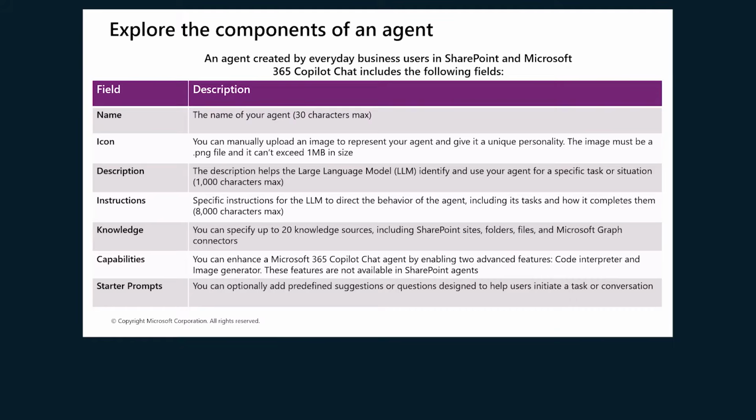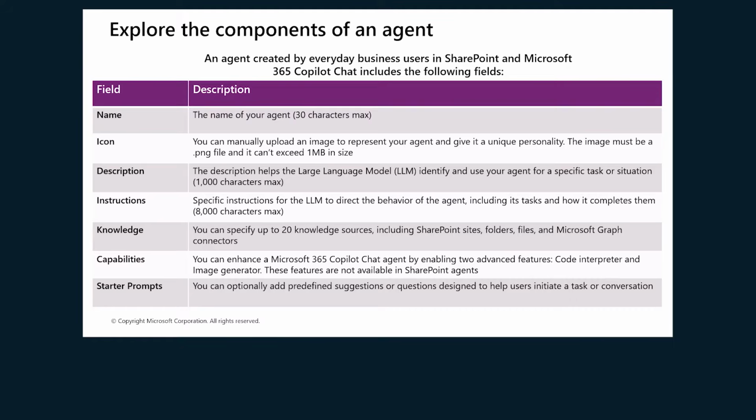Now we get into the heart of the agent, the instructions. This is where you define how the agent behaves, what tasks it performs, how it responds, and what tone it uses. You can write up to 8,000 characters here. And if you're using the Describe tab in Copilot Studio, the system can even generate these instructions for you based on your input. But whether you write them yourselves or let the system help, this is where you shape the agent's personality and functionality.